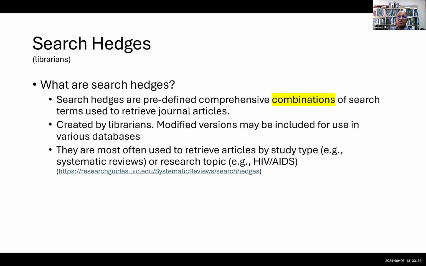What search hedges are, basically, is that you combine the terms that are best to find a particular topic or articles about a particular format. It could be meta-analysis, or systematic reviews, scoping reviews, right? So you can create search hedges on your own for a particular database to look for a particular subject or a particular format of articles. Formalized search hedges are created by librarians for the most part. Some researchers have done some of these too.